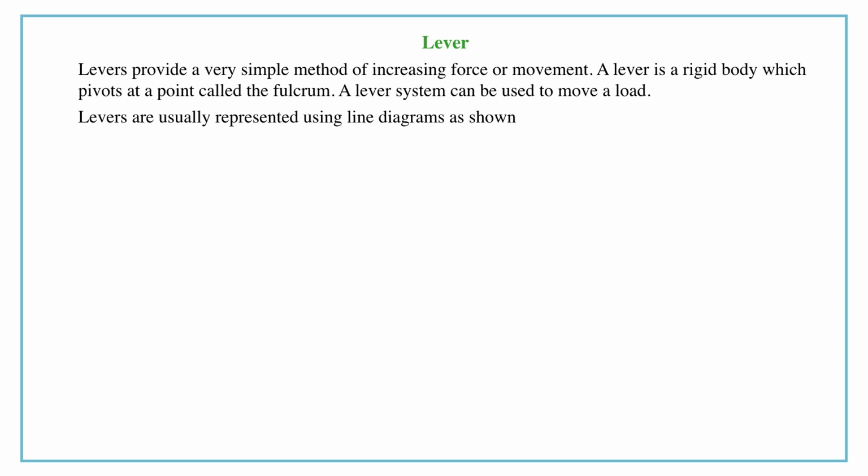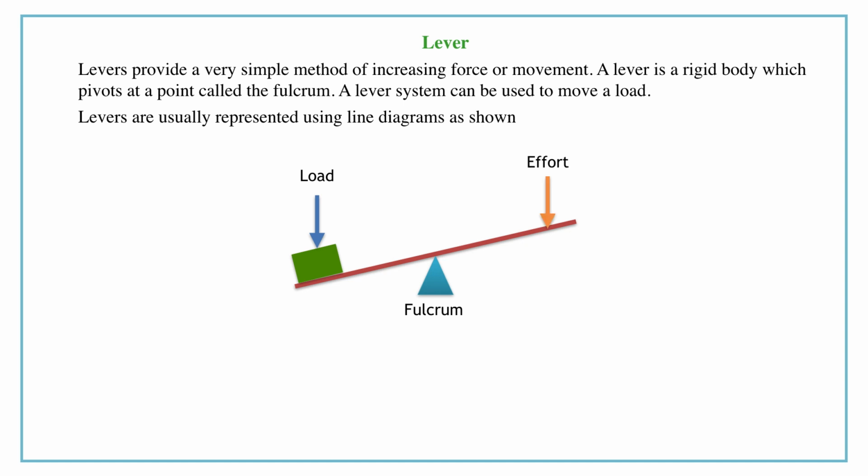We will first look at the lever. Levers provide a very simple method of increasing force or movement. A lever is a rigid bar which pivots at a point called the fulcrum. A lever system can be used to move a load. This is done by applying a force called the effort. In this case, applying the force downwards will move the load upwards.